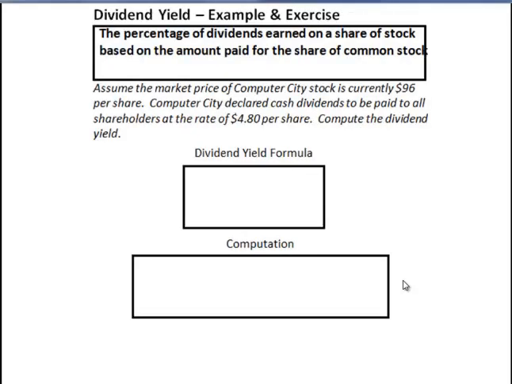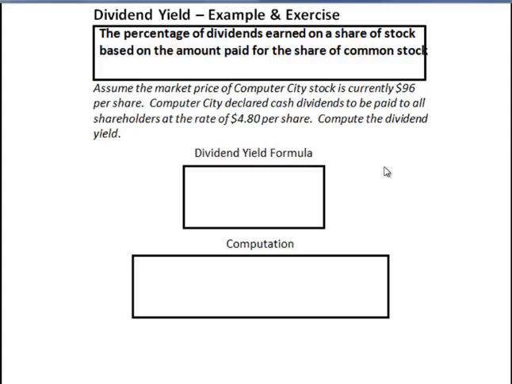Okay, now let's look at the next calculation, and it's called the dividend yield calculation. And the dividend yield calculation is a percentage of dividends earned on a share of stock based upon the amount paid for that share of stock. So here we have Computer City, and the stock currently has a price of $96, and let's assume that an investor just bought that stock. Computer City declared cash dividends to be paid to all shareholders at the rate of $4.80 a share.